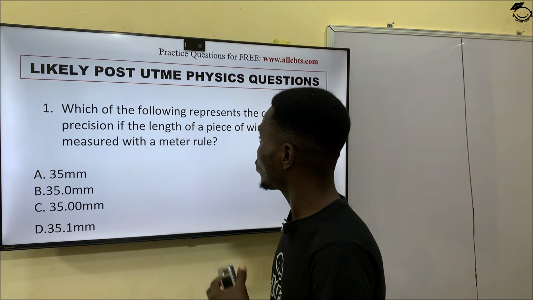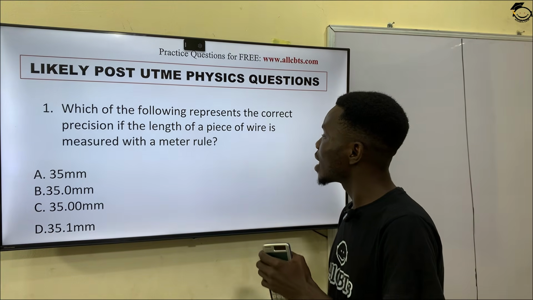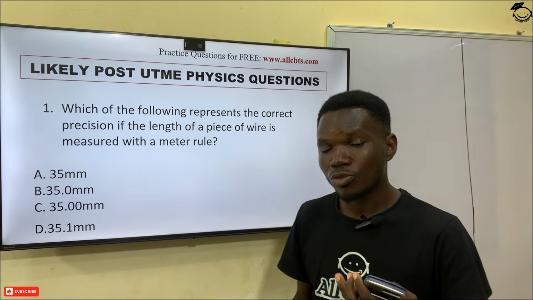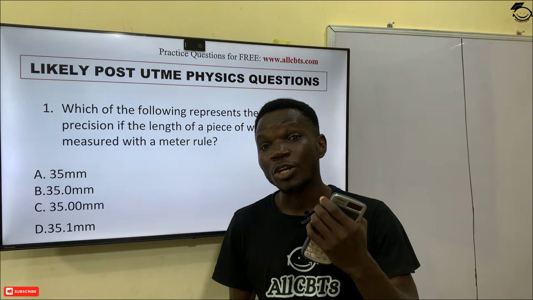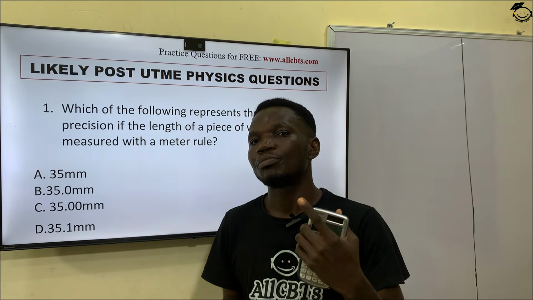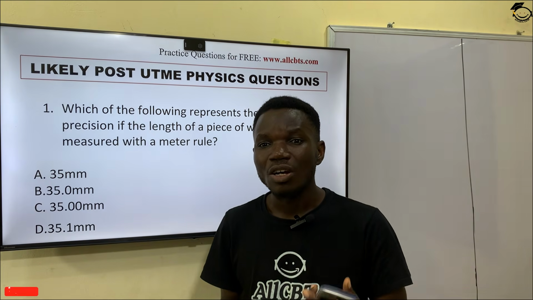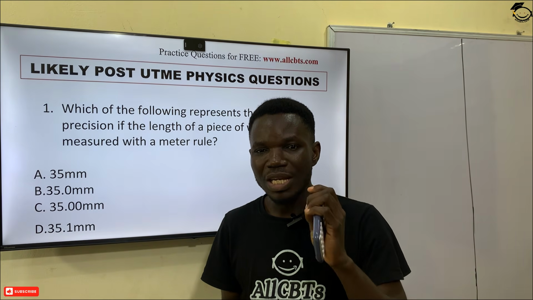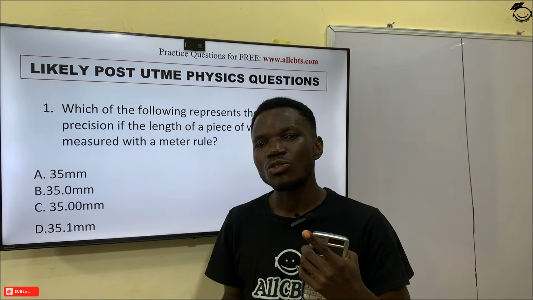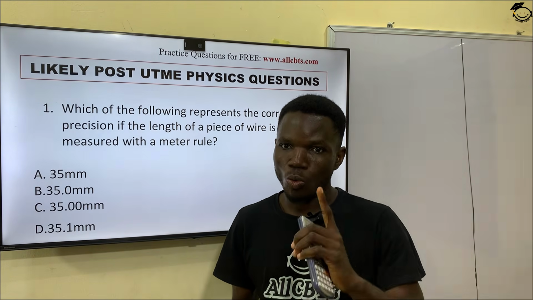First question says, which of the following represents the correct precision for the length of a piece of wire that is measured with a meter rule? So when you measure the length of a piece of wire using a meter rule, they ask you, what is the degree of accuracy of your meter rule? That's what the question is simply saying. Your meter rule can measure the length of any object up to the degree of 1 millimeter or 0.1 centimeters. But also note that values of measurement are always to 1 decimal place. So it must always be to 1 decimal place.